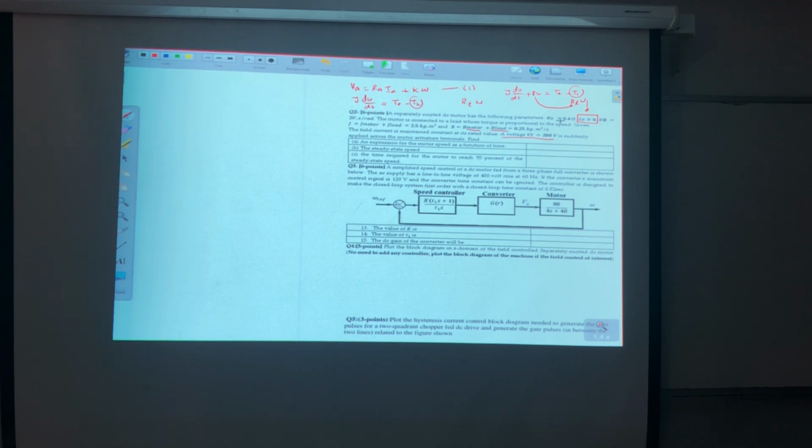Simply I'm giving you the total. B is equal to B motor plus B load. This is the equivalent viscous friction. J is equal to what? J motor plus J load. So this will be what? B multiplied by the omega.